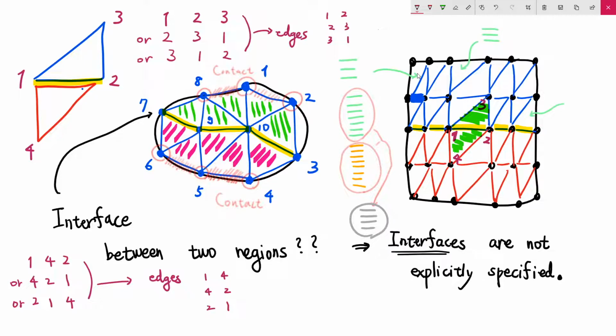Then let's try to make the intersection between these two edges, or two sets of edges. Here we have one set, and here we have another set. When we make the intersection, what will be the answer? Of course, the answer should be 1 2 or 2 1. The question is, oh, they are the same.